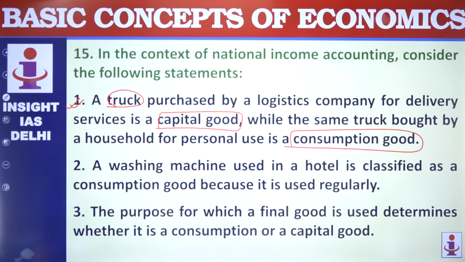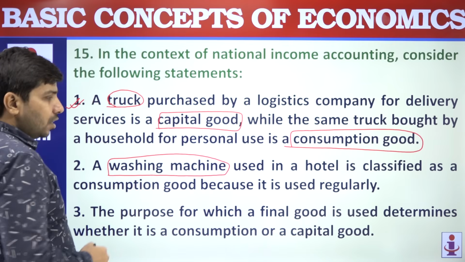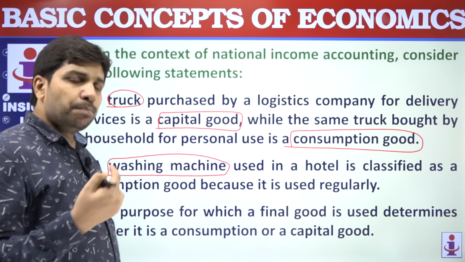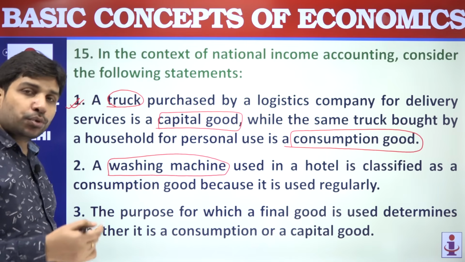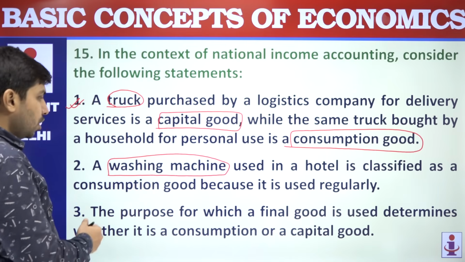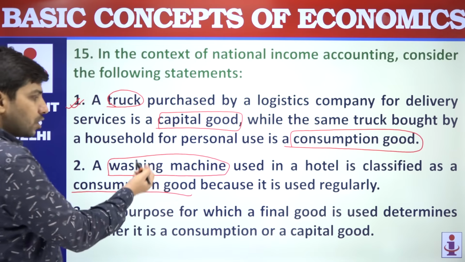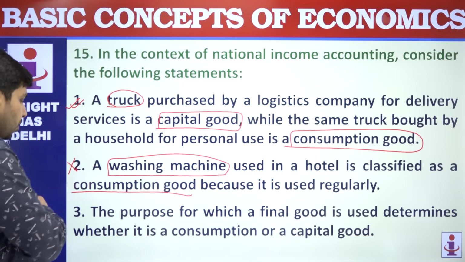This is correct. A washing machine used in a hotel is classified as a consumption good because it is used regularly. No, a washing machine is used in a hotel for business purpose, to earn more money, to generate more services. So it won't be called a consumption good. In this case, the washing machine will also be called a capital good. So this statement is not correct.